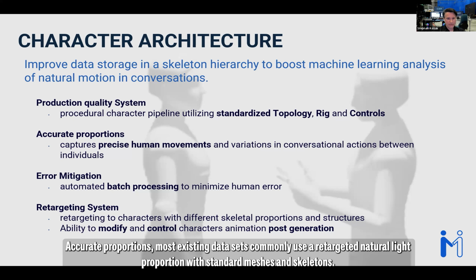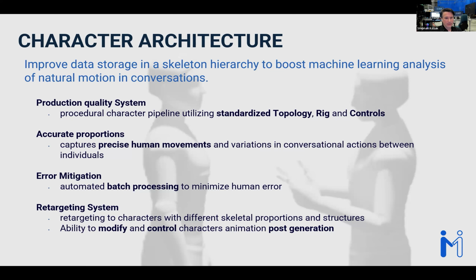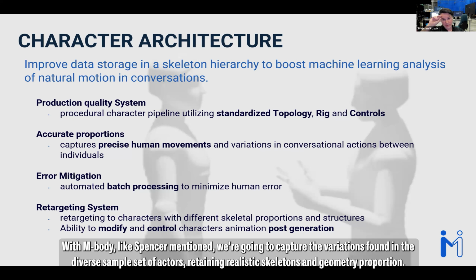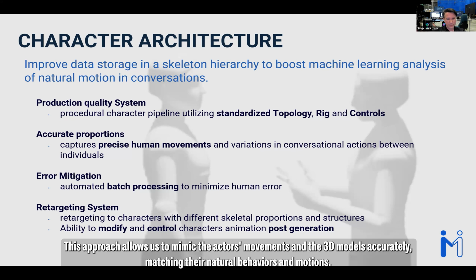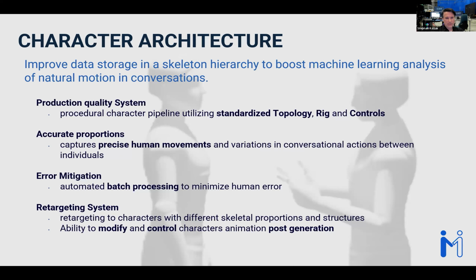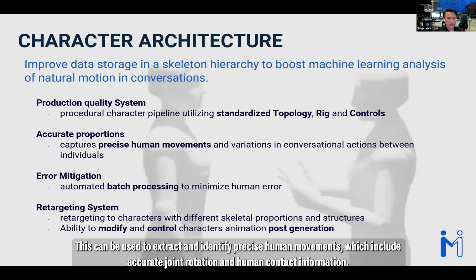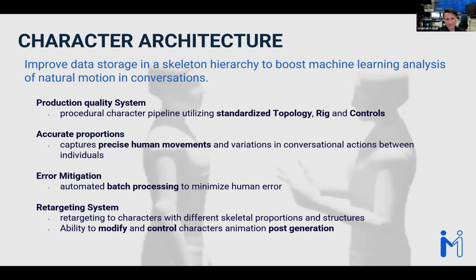Accurate proportions: most existing datasets commonly use a retargeted naturalized proportion with standard meshes and skeletons. With M-Body, like Spencer mentioned, we're going to capture the variations found in the diverse sample set of actors, retaining realistic skeletons and geometry proportion. This approach allows us to mimic the actors' movements and the 3D models accurately, matching their natural behaviors and motions. This can be used to extract and identify precise human movements, which include accurate joint rotation and human contact information.